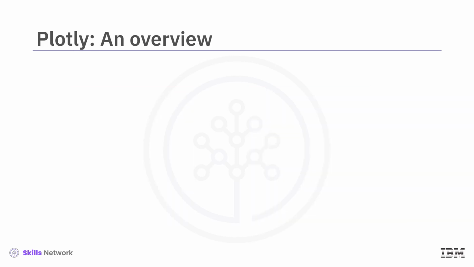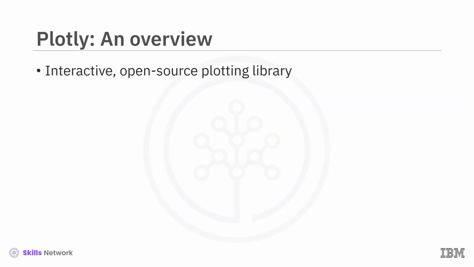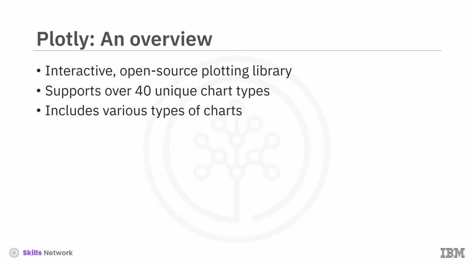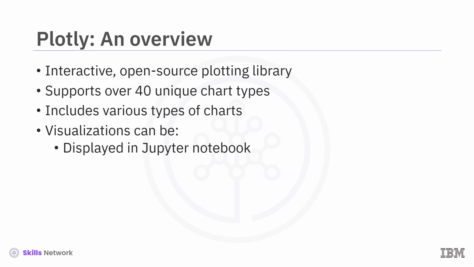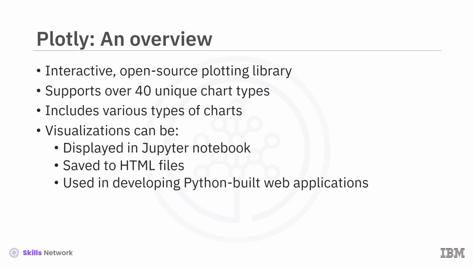So, what is Plotly? Plotly is an interactive open-source plotting library that supports over 40 unique chart types. It's available in Python, R, and JavaScript. Plotly Python is an extension of the Plotly JavaScript library and includes chart types like statistical, financial, maps, scientific, and three-dimensional data. The web-based visualizations created using Plotly Python can be displayed in Jupyter Notebook, saved to standalone HTML files, or served as part of pure Python-built web applications using Dash.